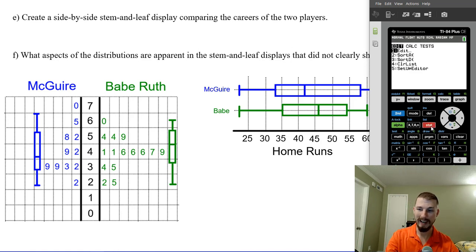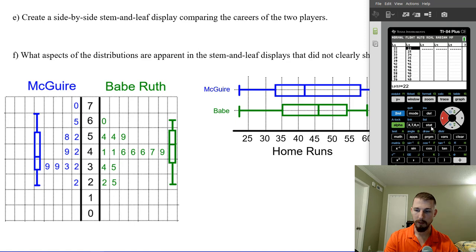I'm going to go to Stat and Edit, and now this will make it a lot easier for you to fill in the stem and leaf plot. Make sure you know how to actually fill it in from the data instead of just copying what I do, but I wanted to make it look nice for you. So anyway, we would go 22, 32, so that would be for McGwire. So 22, 32, 33, 39, 39, 42, 49, 52, 58, 65, and 70.